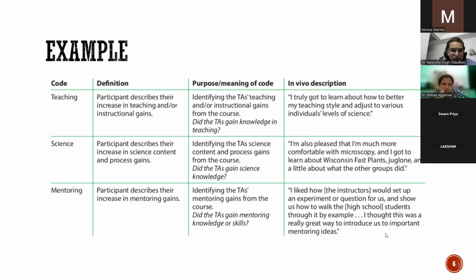From that, I am trying to create some kind of meaning: okay, what do they want to say about it? That is identifying the TA science content and process gains from the course, and this is that the TAs gain science knowledge. Now, for the definition: participants describe their increase in science content and process gains. So I can say one simple code can be science. All right, so I start from in vivo and this is how it is moving. Open coding I did, I gave some meaning to it. For what reason am I doing it, what is the purpose of it? It will become clear in the other slides also when I move forward.